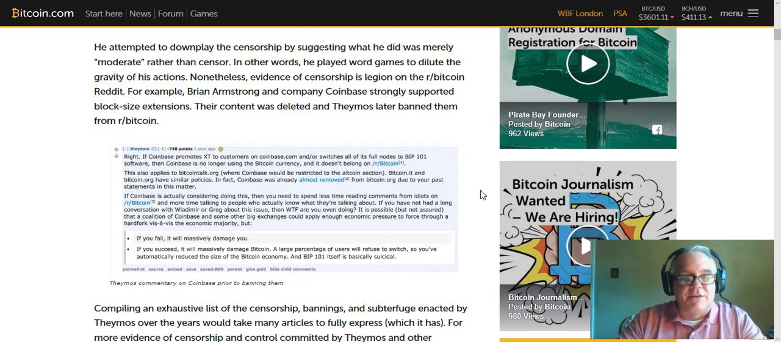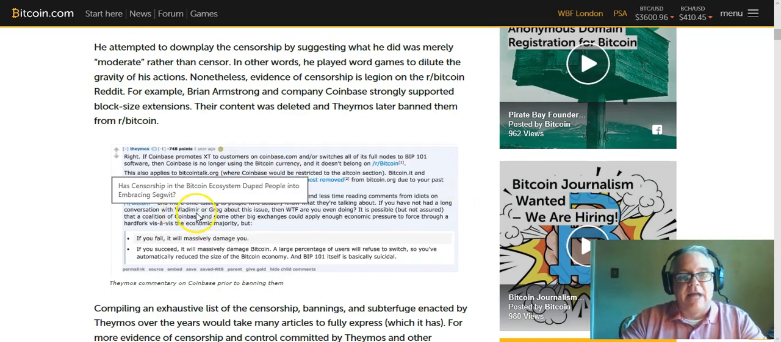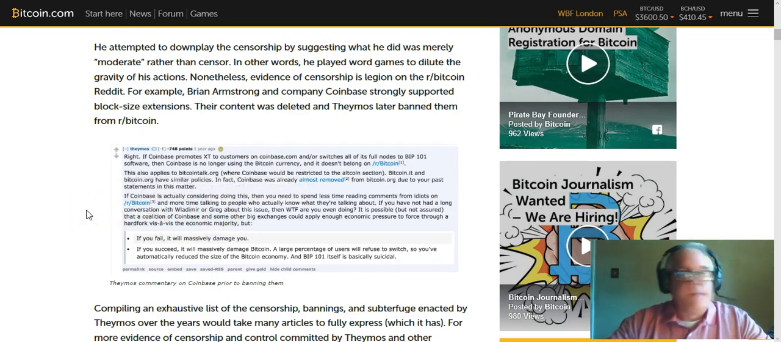If you had a long conversation with Vladimir and Greg about this issue, then you know what that means. It's possible, but not assured, that a coalition of Coinbase and some other big exchanges could apply enough economic pressure to force through a hard fork via the economic majority. Now, if you see right here, Vladimir and Greg, if I'm not mistaken, I think those are two of the names that I touched on before.